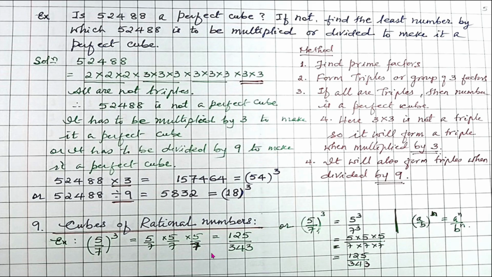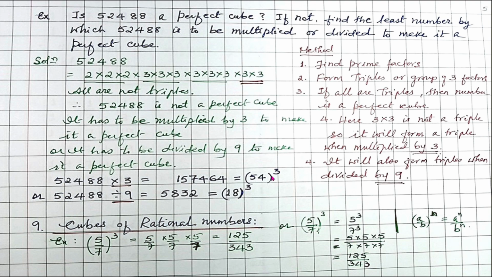Now, cubes of rational numbers, it's again very simple. (5/7) cube, the rational number is 5 by 7, we want to find the cube of this. Then (5/7) cube is nothing but multiplying 5 by 7 three times. 5 into 5 into 5 becomes 125, 7 into 7 into 7 becomes 343, and that is the cube of 5 by 7. Therefore, (5/7) cube is 125 by 343, and we have applied here the laws of indices.